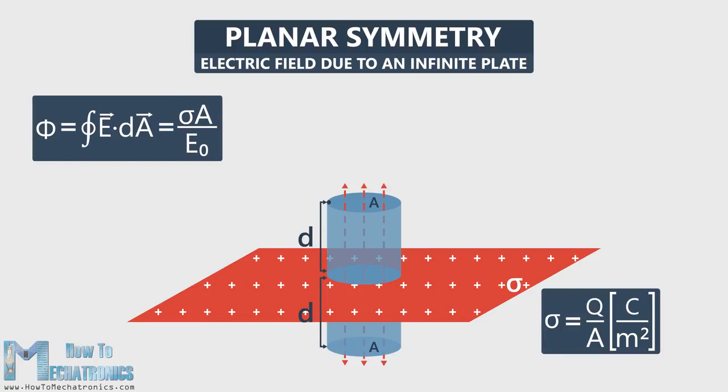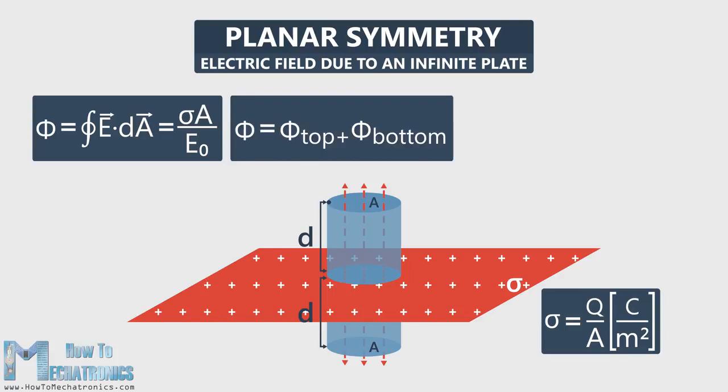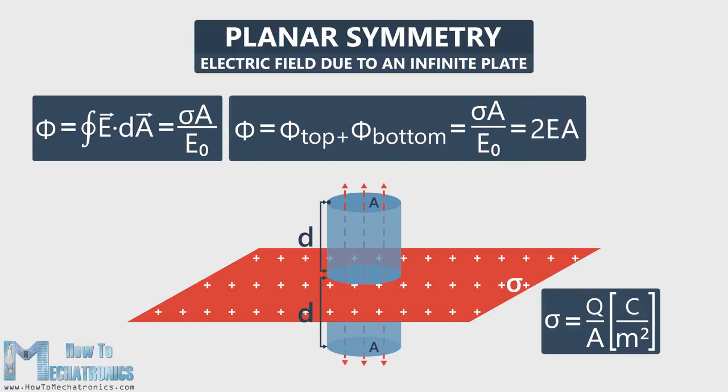The flux from the wall of the cylinder is equal to 0, so the total flux consists of two components, the flux through the top cap plus the flux through the bottom cap of the cylinder. This is equal to Q enclosed divided by ε₀, or σA divided by ε₀. But also the flux through the top and the flux through the bottom can be expressed as EA, so the total flux is equal to 2EA. Finally, the electric field is equal to σ divided by 2ε₀.